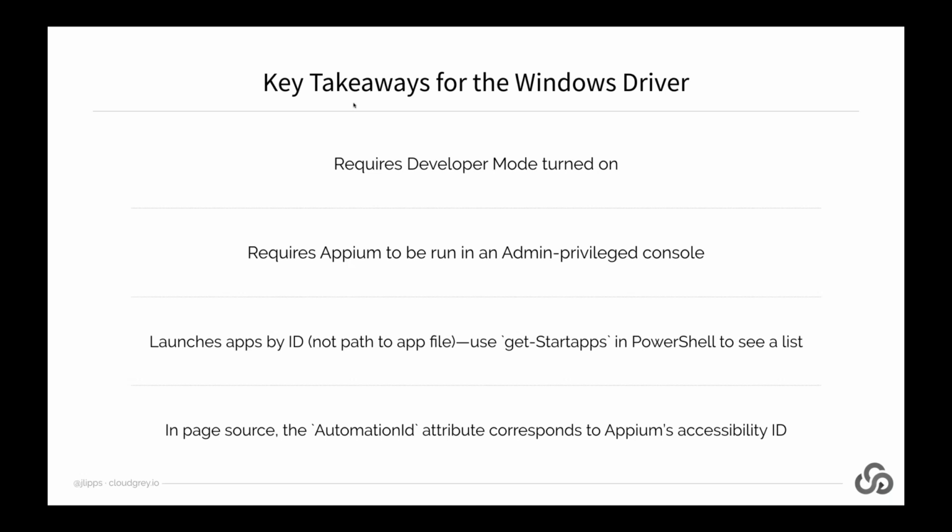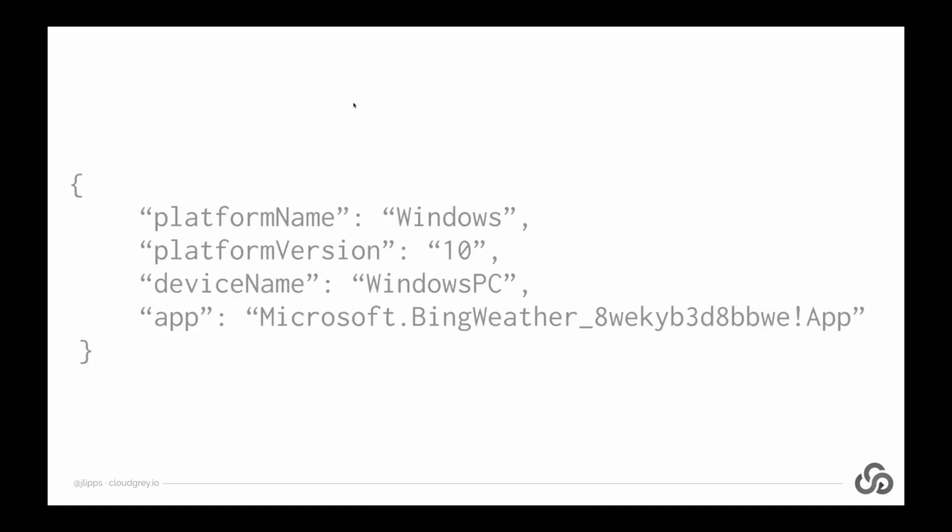So driver.findElement by MobileBy.accessibilityId and so on. That's how you would use that. So for the Windows driver, the capabilities look something like this. Platform name Windows, platform version 10. This only works, I believe, on Windows 10, although it can automate Windows apps which are quite old. I think it has to run on a relatively new machine.